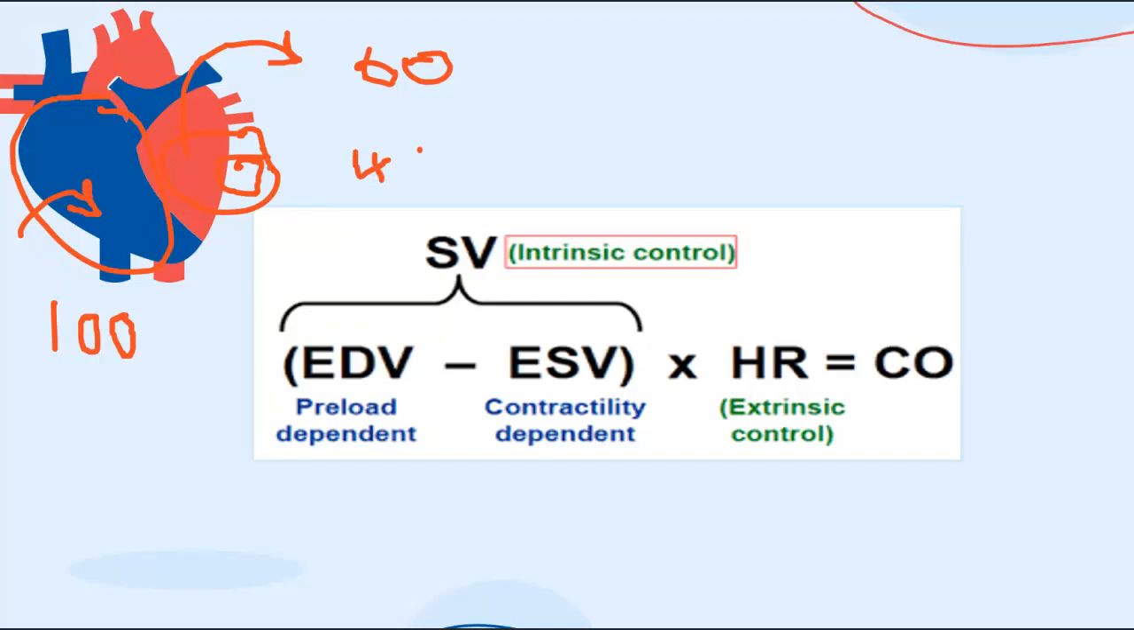So how we calculate the stroke volume is that we take the end diastolic volume minus the end systolic volume, and we will get the stroke volume.